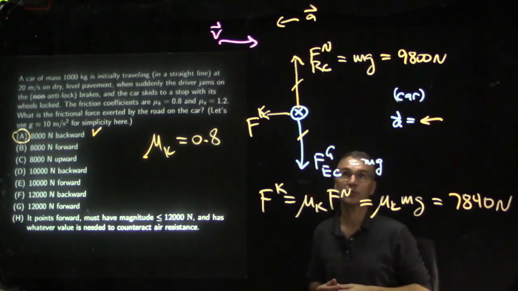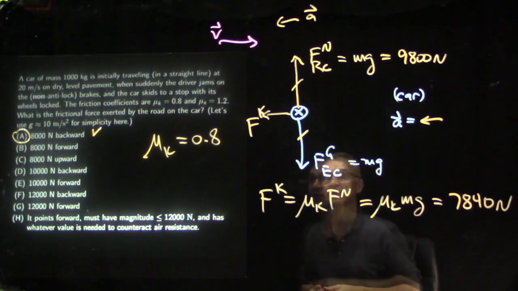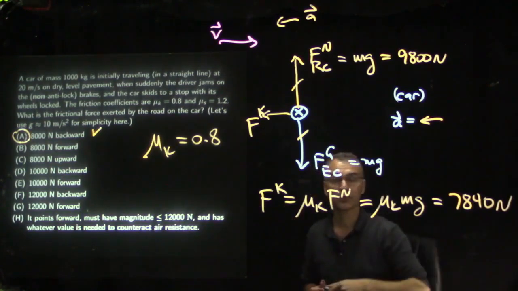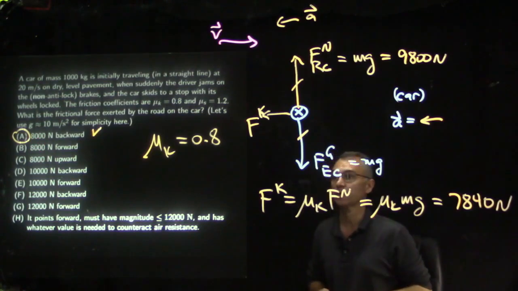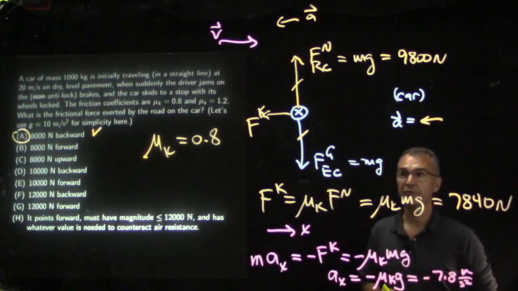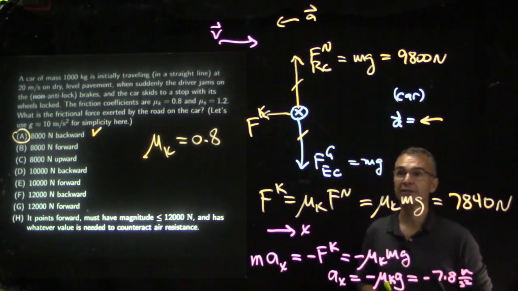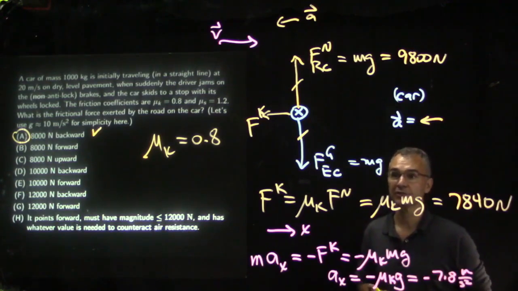Since the car is moving forward, kinetic friction will oppose the relative motion of the car and the road, so it's going to point backward. That's the frictional force by the road on the car. It's kinetic friction, and it's 7,840 newtons backward, so about 8,000 newtons backward. By the way, if you wanted to work out the acceleration, there's only one horizontal force acting on the car, and it points in the backward direction, and you know how big it is.